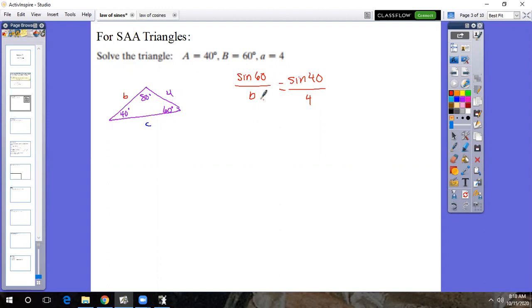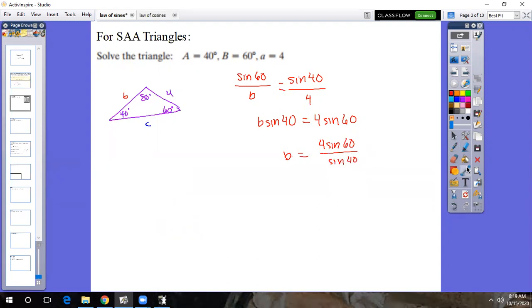We cross multiply. Again, we can cross multiply when we have two fractions equal to each other. So I have b sine of 40 equals 4 times sine of 60. So then b would be equal to 4 sine of 60 over sine of 40.